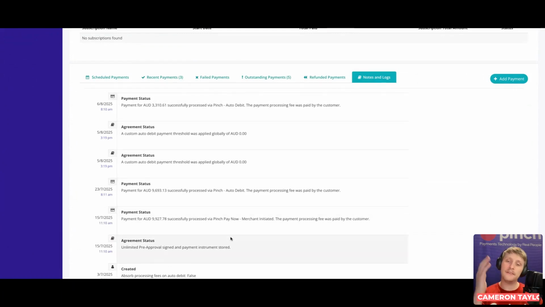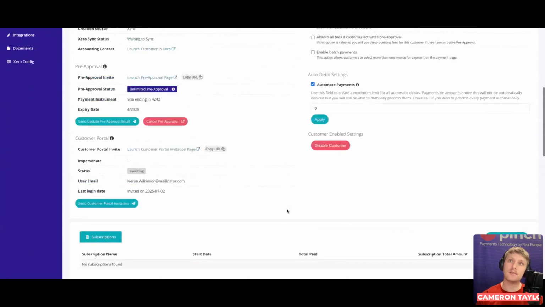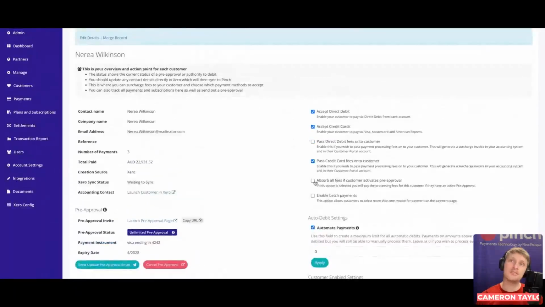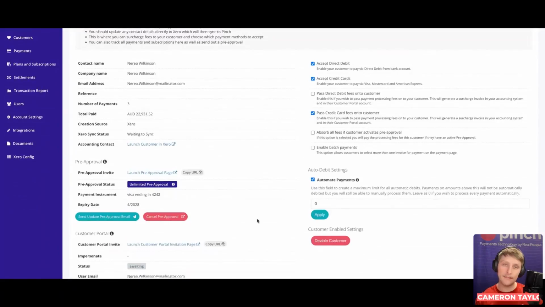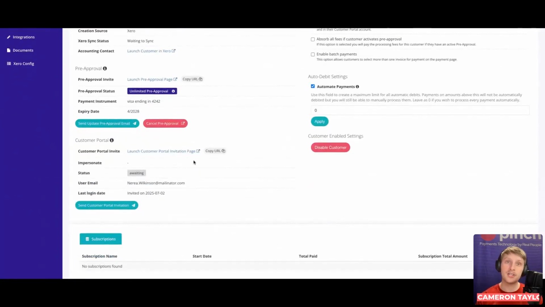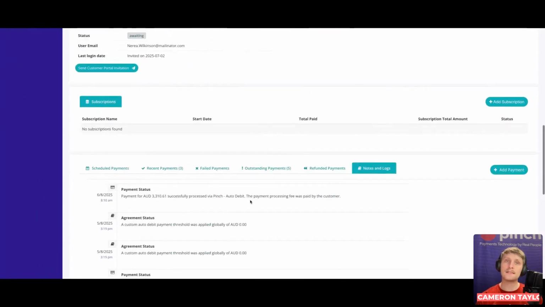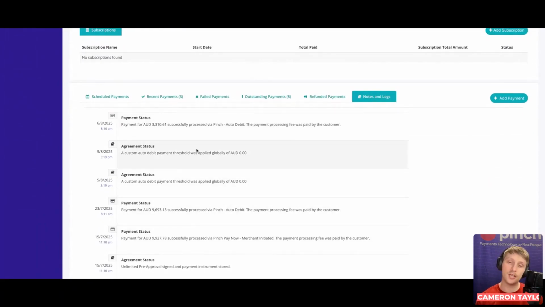We track all of the information for a customer and what sort of actions have changed on their account. If you've enabled or disabled certain settings, or applied surcharges, or removed payment sources, canceled pre-approvals, updated pre-approvals, sent invitations. All of these actions are tracked and they are stored here in the Notes and Logs section for you. Another really good spot for you to actually sanity check information.